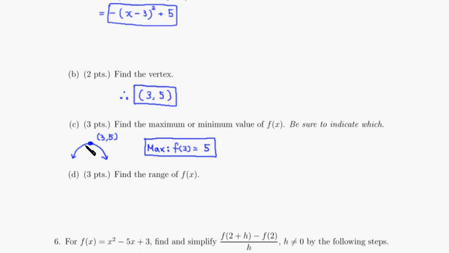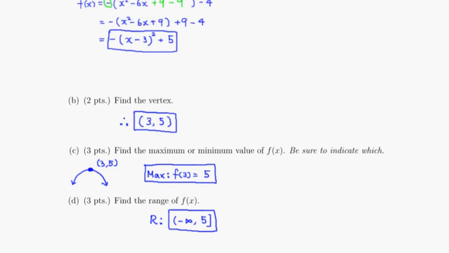Part D is pretty simple because we want to find the range of the function. You can see that the biggest number it can get is 5, and it seems like this function can achieve any real number below 5. So the range is going to be from negative infinity all the way up to 5, including 5. This is the range of the function. All right, that's it. I hope that this was clear.